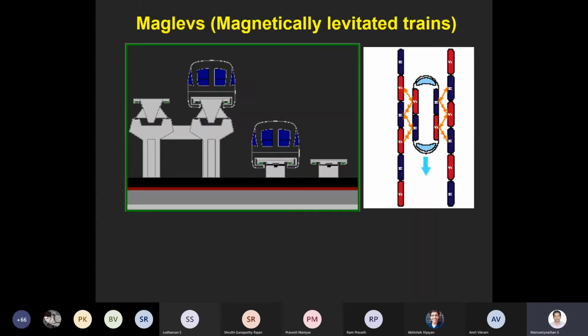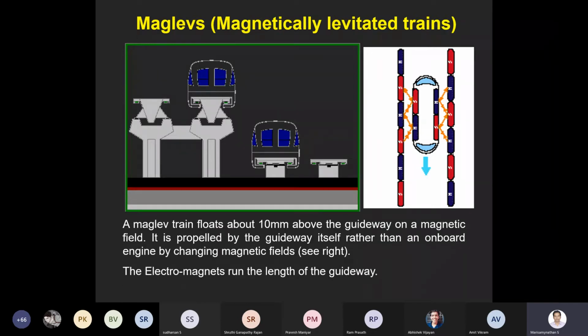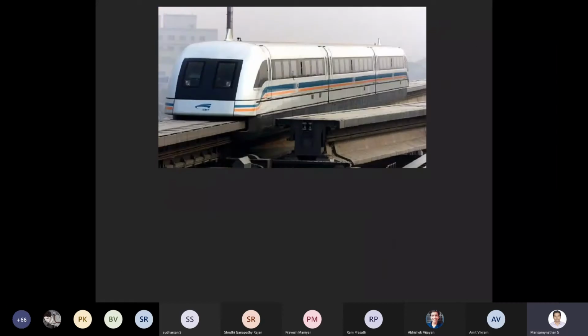One example is maglev, the magnetic elevated train, which floats about 10 mm above the guideway of the magnetic field. In a way, electromagnets are there on the left and right on board, and the guideway is filled with that electromagnetic field. You might explore how the concept works in YouTube videos, but this is one of the advanced technologies, like the bullet train you might be knowing, right? Like a bullet train, the maglev facility is also one of the advanced facilities.